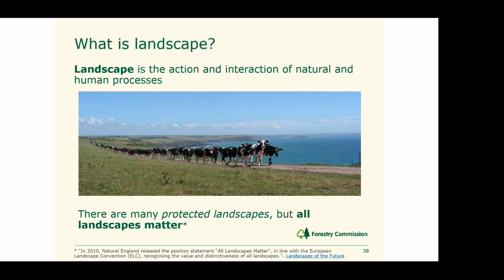And the other thing I'd like to emphasize is landscape isn't just about protected landscapes, or our UKFS requirements don't just apply to the top of the range sensitive landscapes. All landscape matters is something that our government have signed up to in the European Landscape Convention. A lot of us enjoy and use landscapes that are not in a protected situation at all. So it's important throughout.